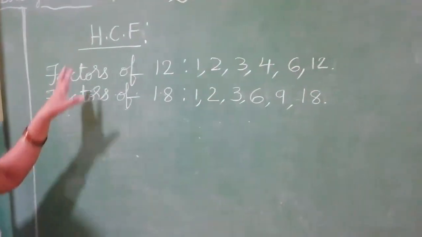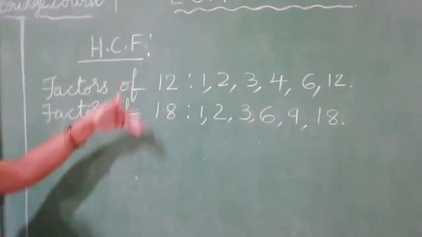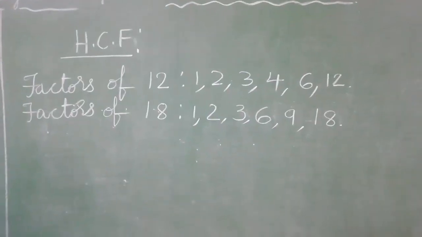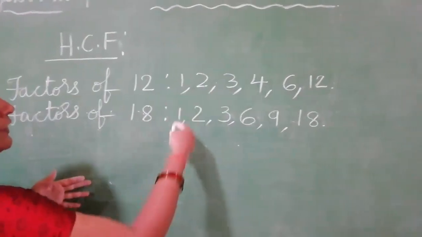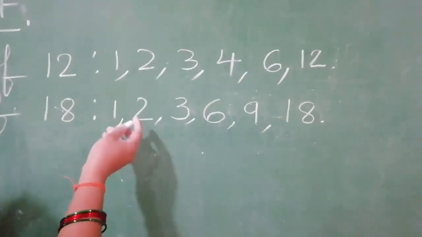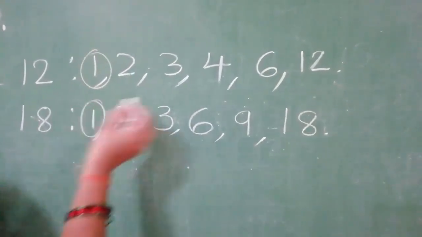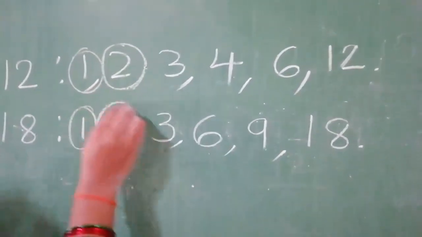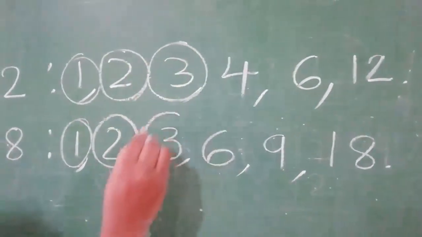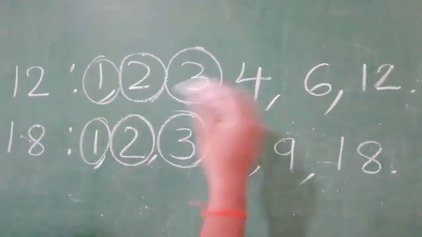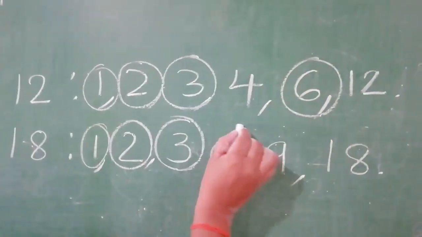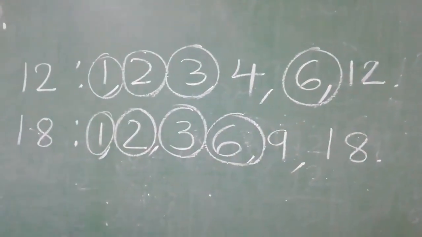Now, in these factors, how to write the common factors? Check the factors. What factors are common in the given factors? See, 1. Here 1. Next 2. Circle the 2. Next 3. 3 is a common factor. Next 4 is not there. Next 6. 6 is there.